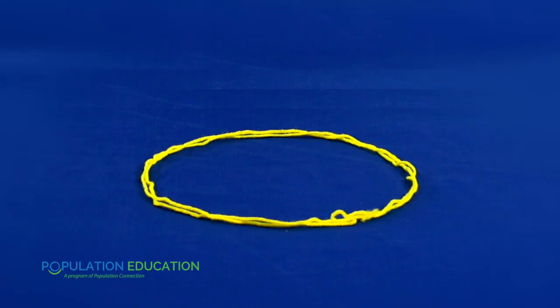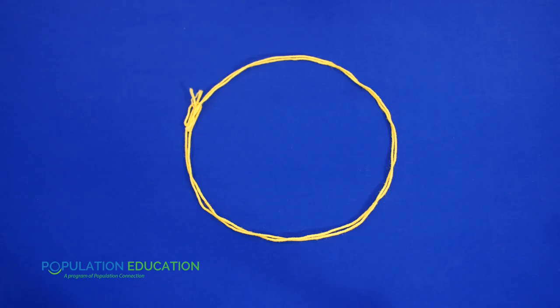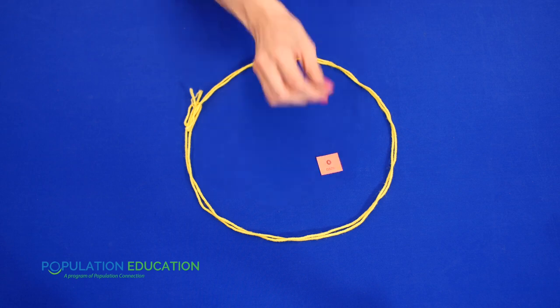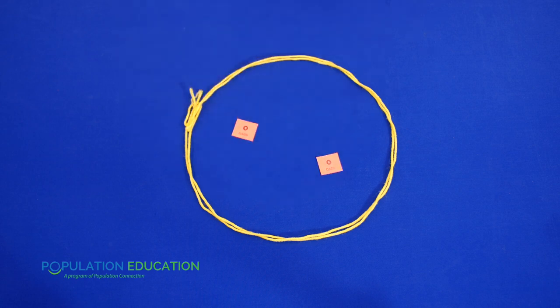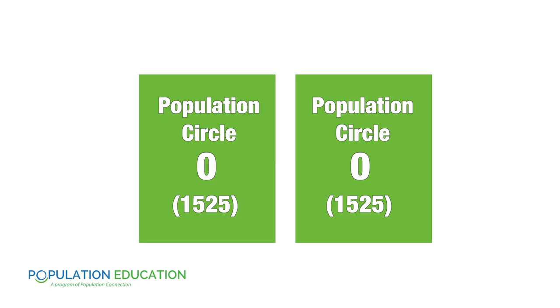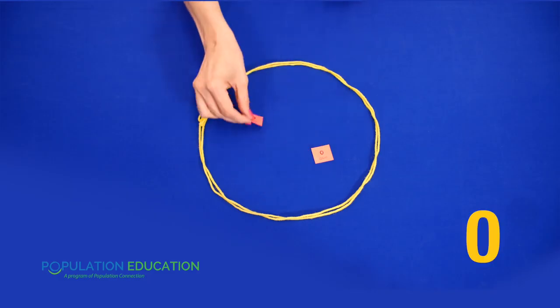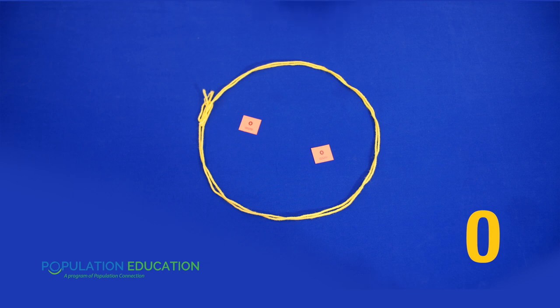To demonstrate today, I'm simply going to use this small circle of yarn on the table. And rather than students stepping into it, I'll be placing the cards themselves within the circle to represent population growth. Now there are two cards with 0. Those two students should step into the circle before the counting begins to represent the population in the year 1525. After that, the counting happens, with students stepping into the circle at the appropriate times.